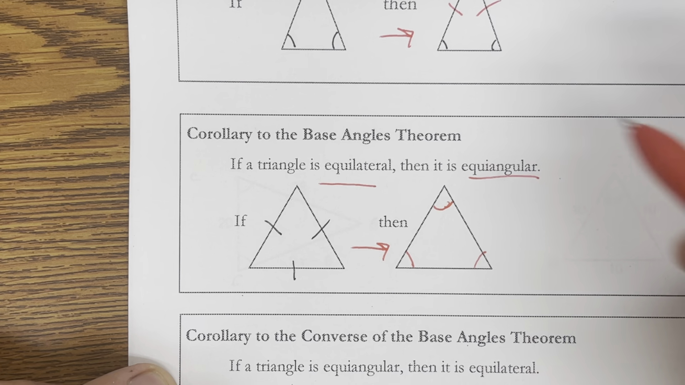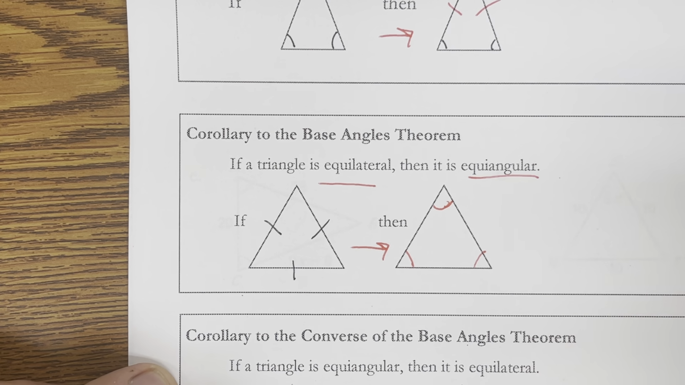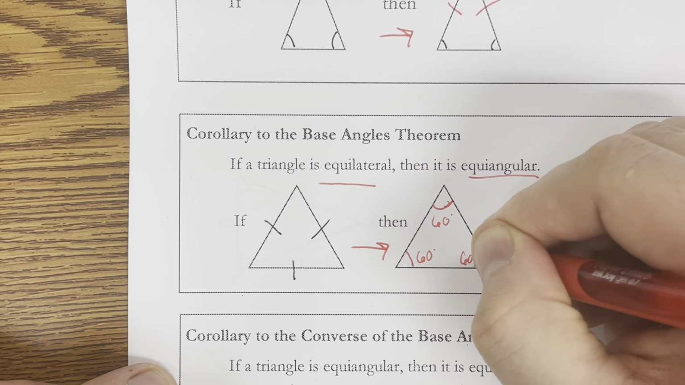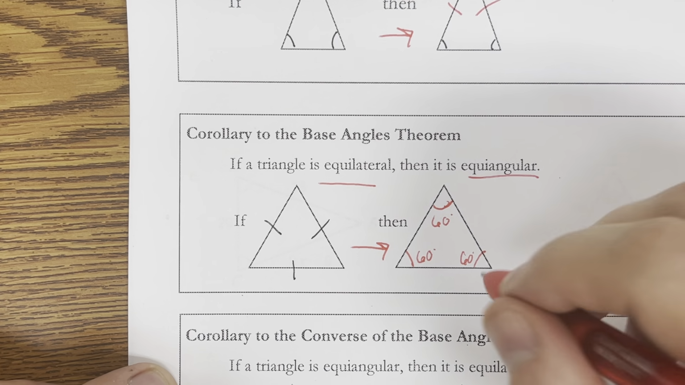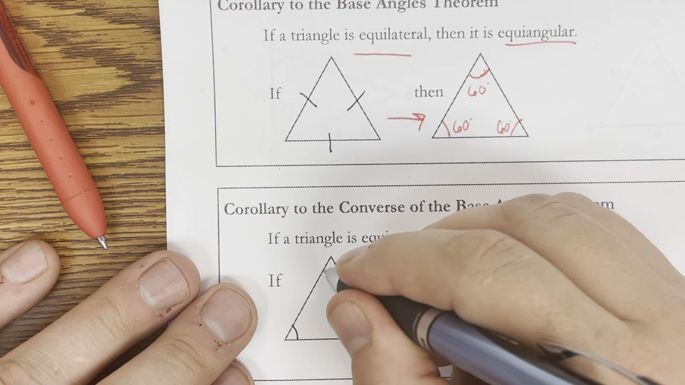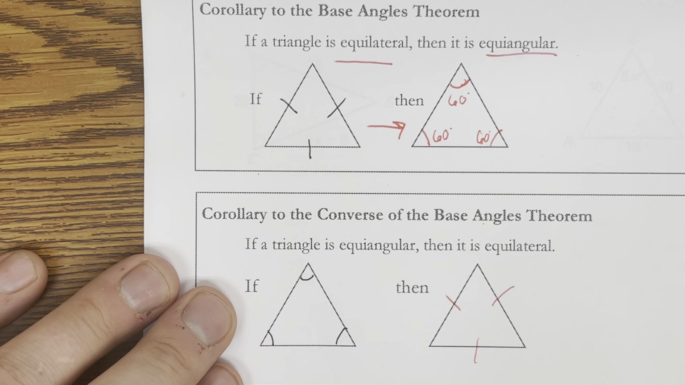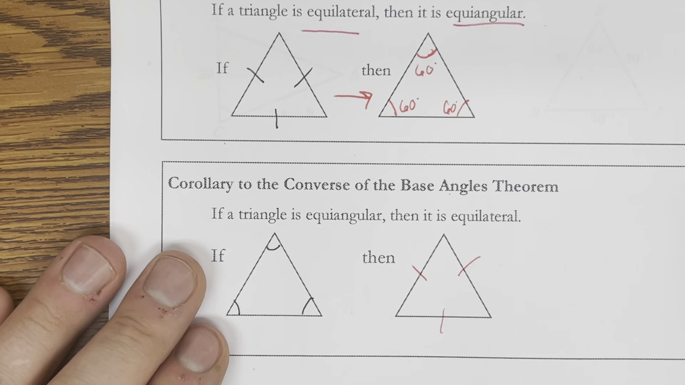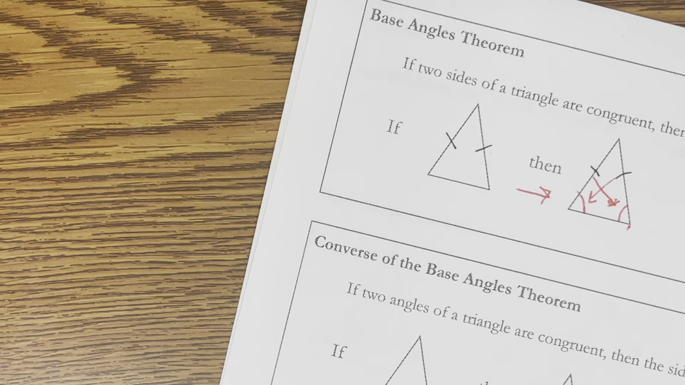Now, a couple pieces here. If all three angles are congruent, we know they add up to 180. 180 divided by 3 is 60. So that means each one of these angles is always 60 degrees in an equilateral triangle. The sides are not 60. The angles are 60. And the converse just states if a triangle is equiangular, so if it has three congruent angles, then it also has three congruent sides. So it goes both ways here. So an equilateral triangle has three congruent angles, and it also has three congruent sides. All right, so that's what we got cooking there.